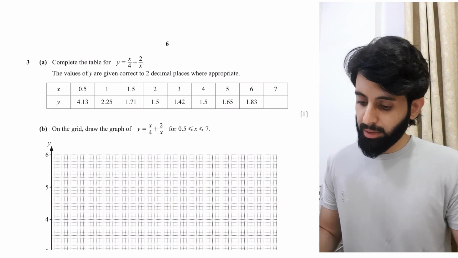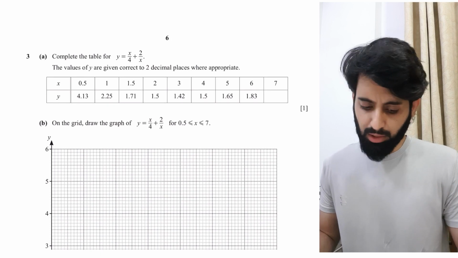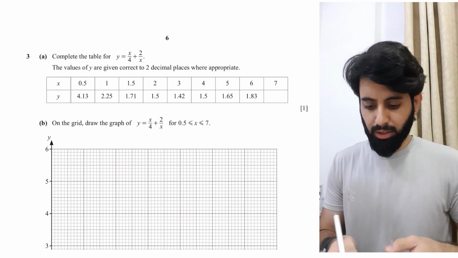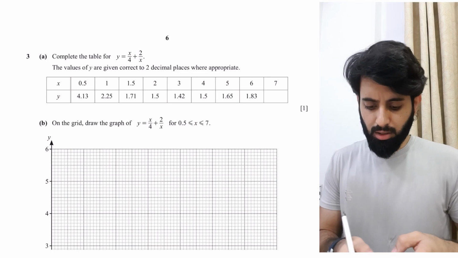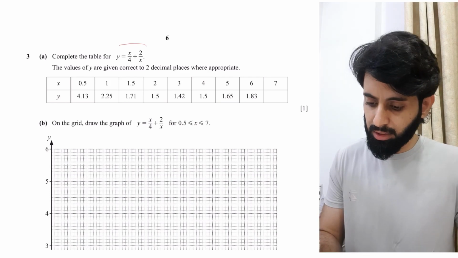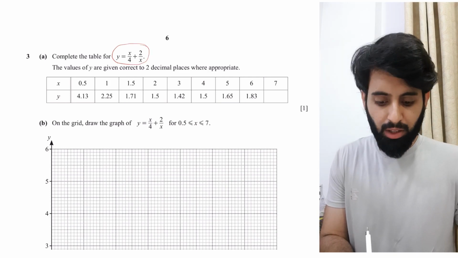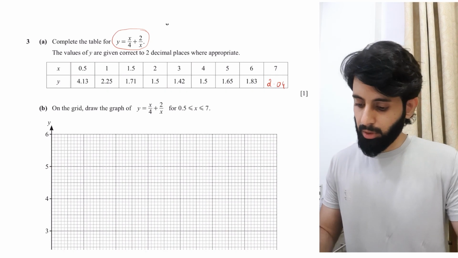Now we're at question number 3, which says complete the table for y equals x upon 4 plus 2 upon x. You get 1 mark for just plugging in the value of x. So make sure that you don't lose marks here. This is just free marks basically. When you plug in x in this equation, you get the corresponding value of y, which is 2.035. So that's going to be 2.04.